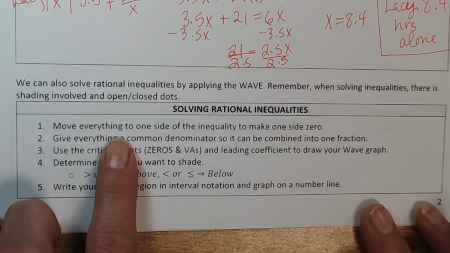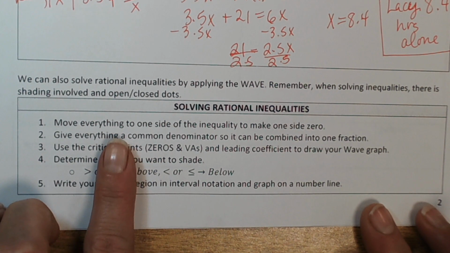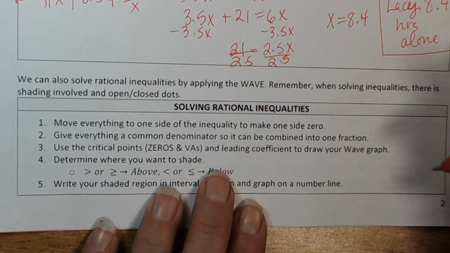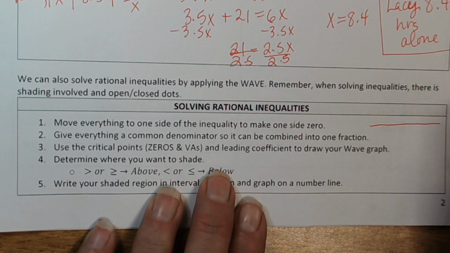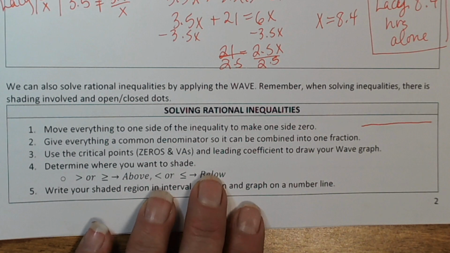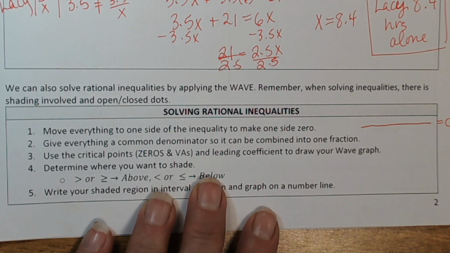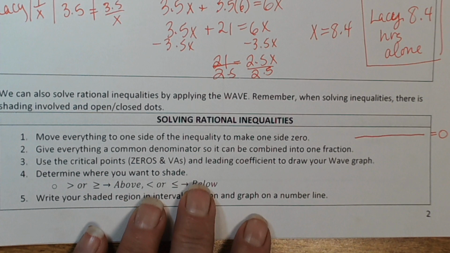So the first thing that we're going to do is move everything to one side so that we can make one side equal to 0. Because anytime we use the wave, remember, we're talking about that x-axis, right? So when everything is equal to 0, when the y value is equal to 0. So that's why it's important to get everything equal to 0.